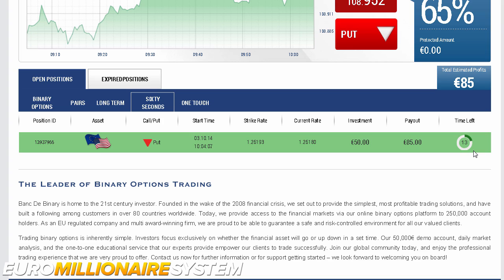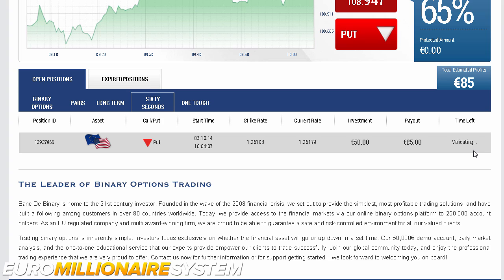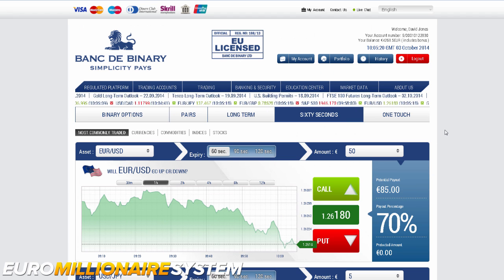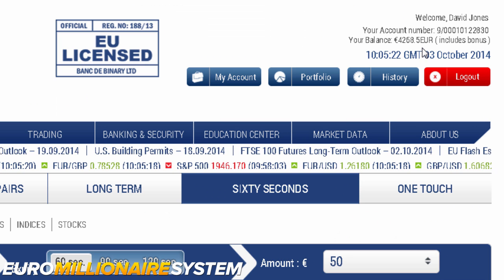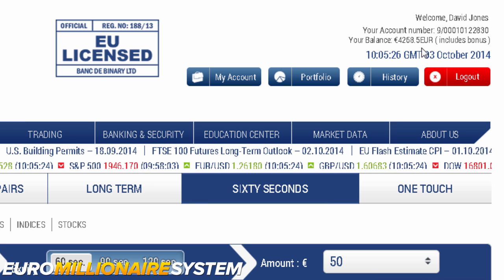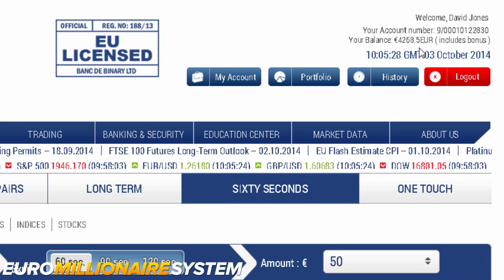I'll stress once more that whether your trade is winning or losing during its lifetime doesn't really matter. Always look at the bigger picture. Alright, this trade looks like it's going to expire in the money. Great, so I just won this trade with a 35 euro profit and a total payout of 85 euros. As you can see, my balance was automatically updated to 4,268 euros.